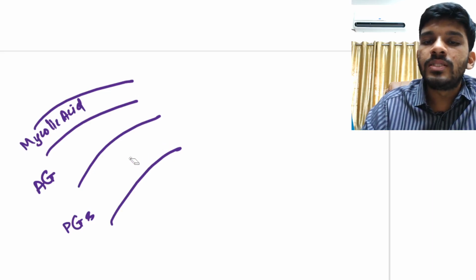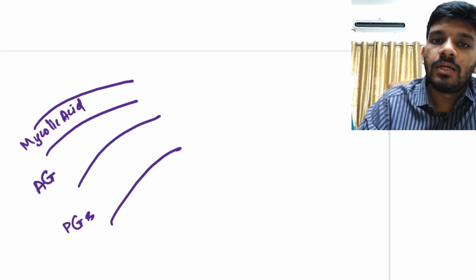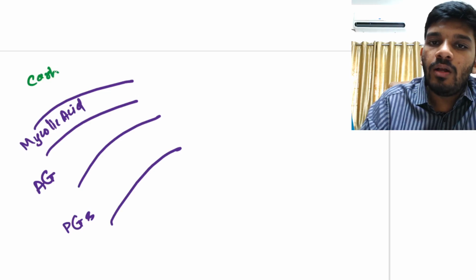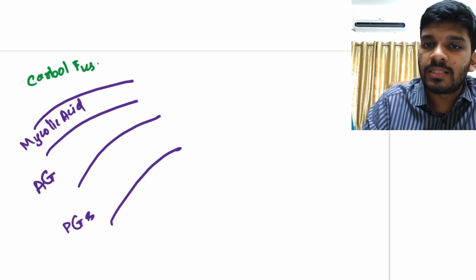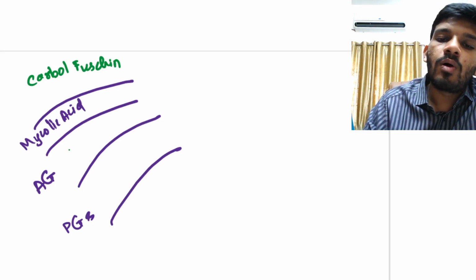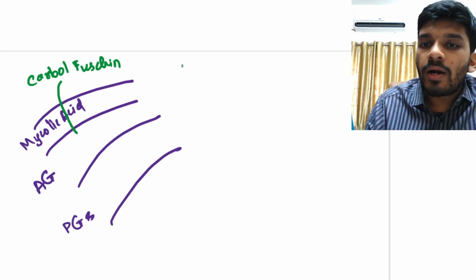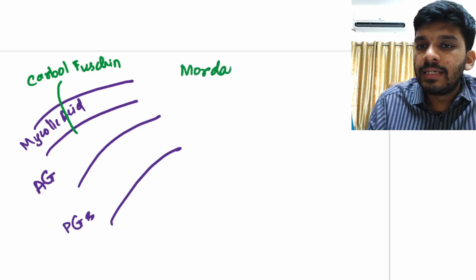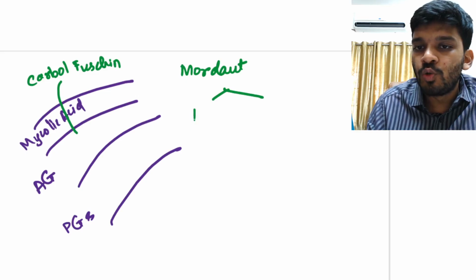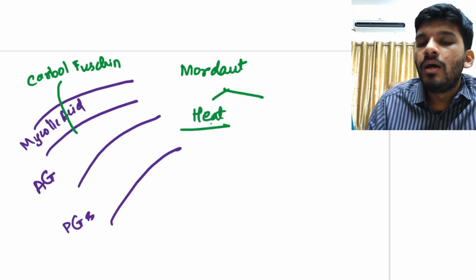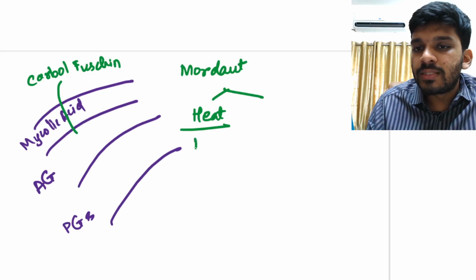So what you have to do instead is use carbol fuchsin as the stain. Carbol fuchsin goes inside and binds, and the mordant that you use was previously heat. This was known as the Ziehl-Neelsen method of staining, ZN staining.